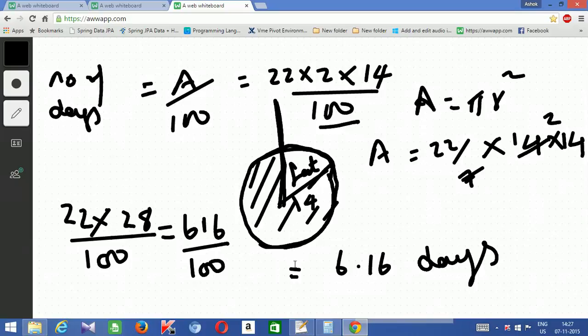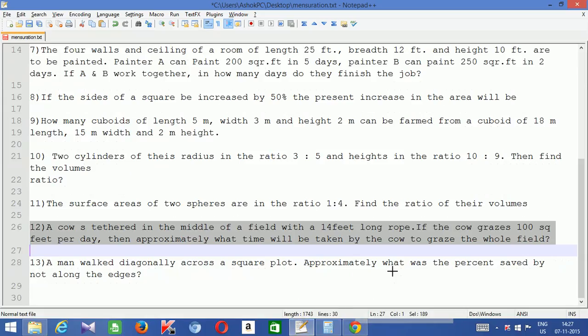And we calculated the area the cow is capable of grazing, which is 22 into 28 by 14, and finally divided by 100, because 100 is the amount of square feet grazed per day. So the question is to find the number of days. It's approximately 6.16 days. Fine.